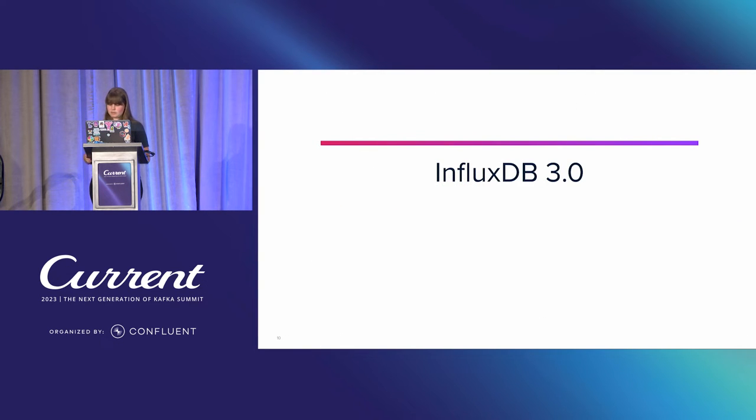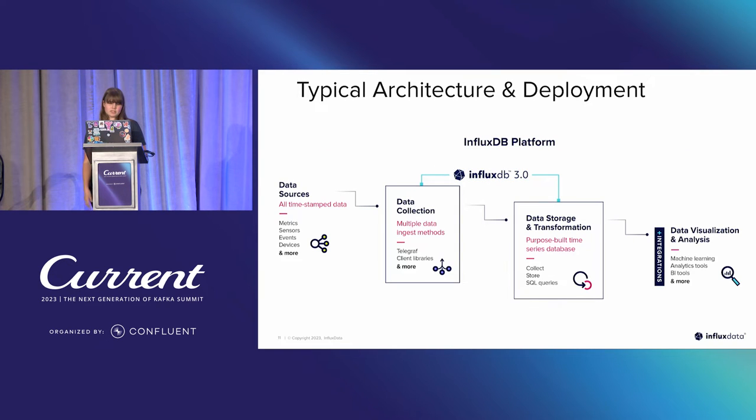So now I'm going to go into Influx more particularly and what we're built with. So this is roughly how it works within the platform. I've talked a lot about the data sources at this point, so I'm not going to repeat myself there. But when it comes to data collection, we ingest with multiple methods. I'm going to go into Telegraf and how that works, because it is an ingestion agent that actually works with Kafka.